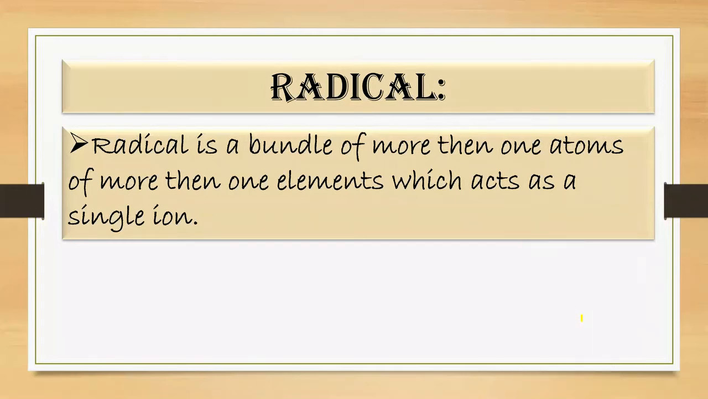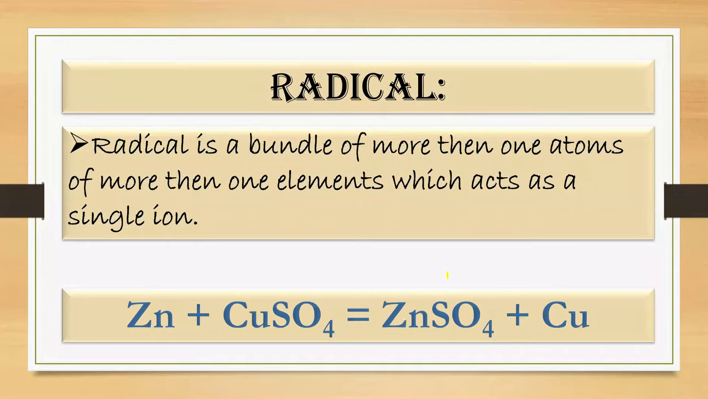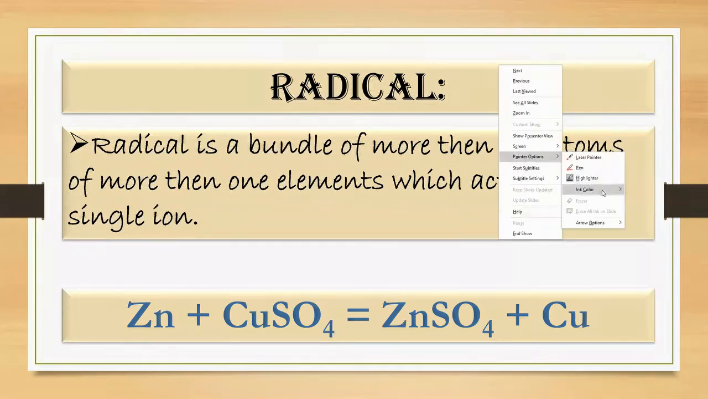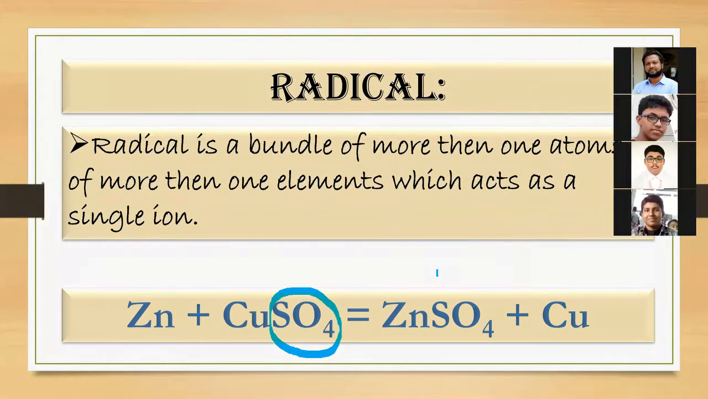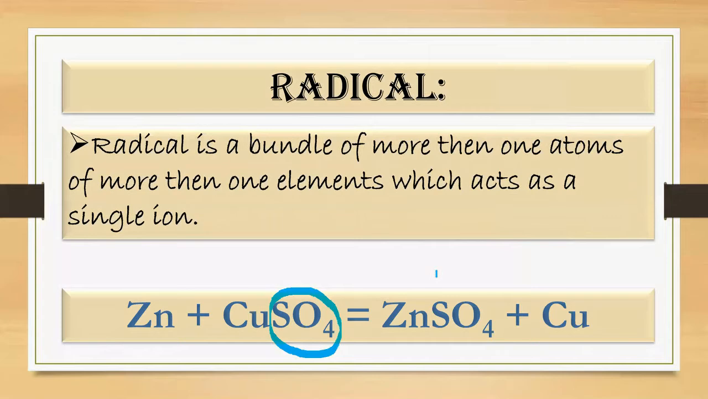For example, when zinc reacts with copper sulfate solution, it produces zinc sulfate and copper. Here, sulfate or SO4 is a radical which contains more than one element. The elements are sulfur and oxygen. The number of atoms are sulfur is 1 and oxygen is 4.